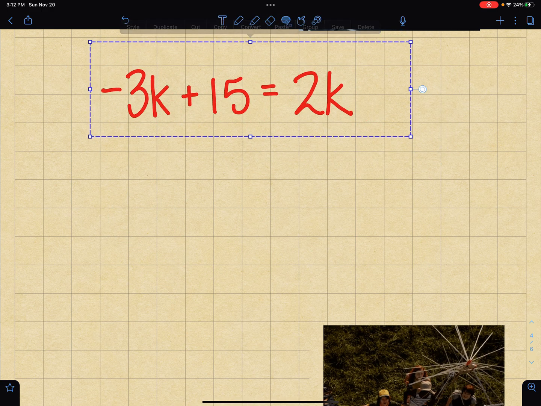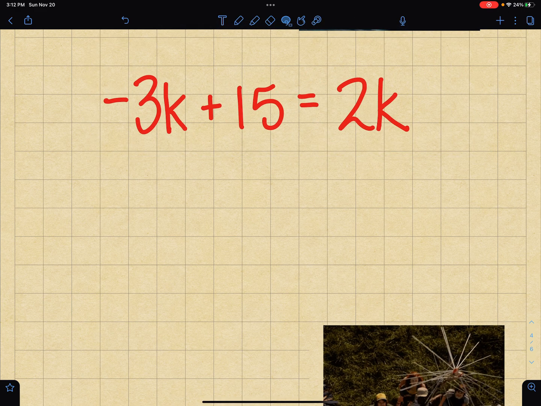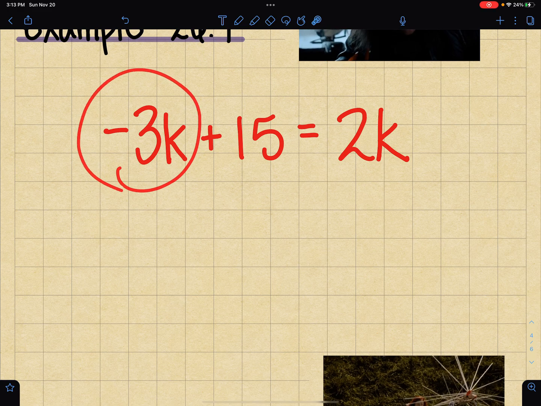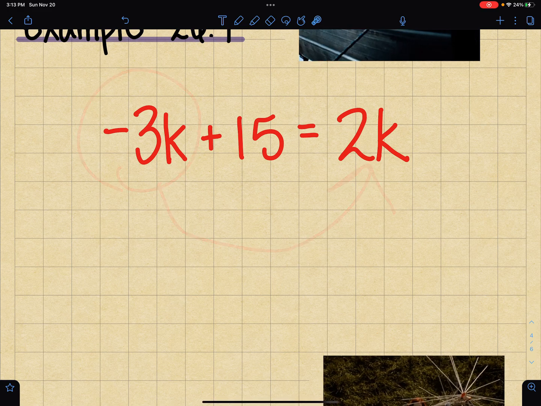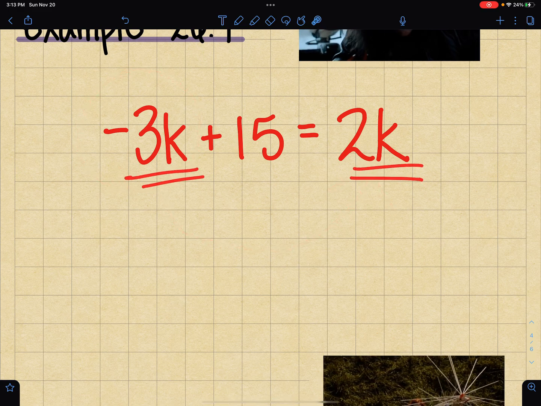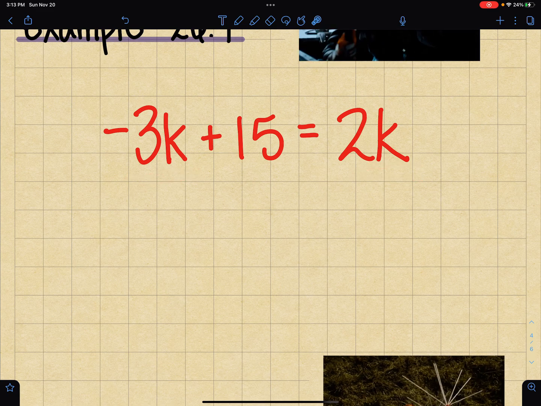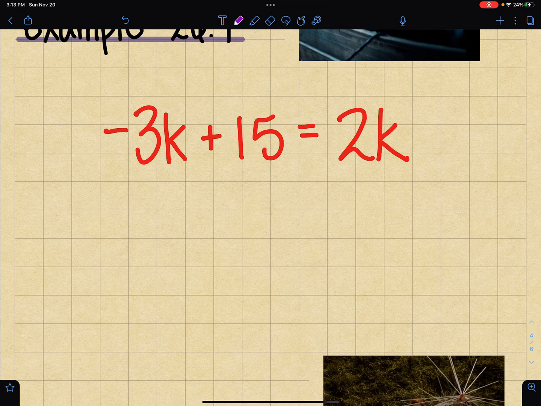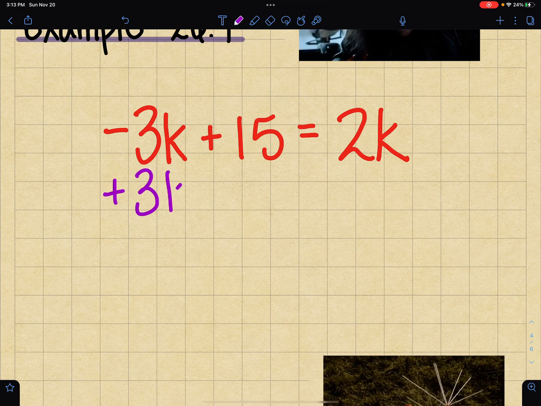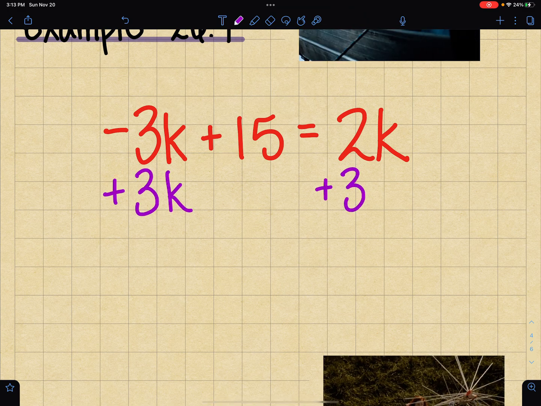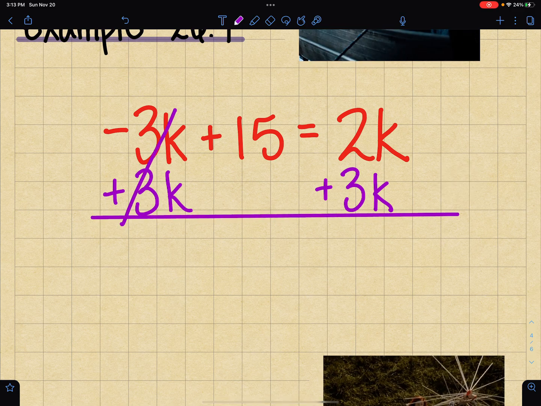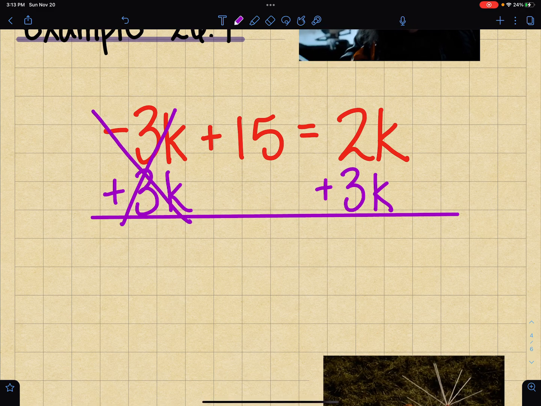Okay? We're not done yet. You know what? Let's take this 3k and bring it to that, because these are like terms. We can add them together, and I also want to isolate the variable, so I'm going to start combining those. All right, let's do it. We're going to add 3k, add 3k. If you don't do it in the exact same order that I'm doing it in, you'll probably still get the same answer as long as you're following the rules, okay?